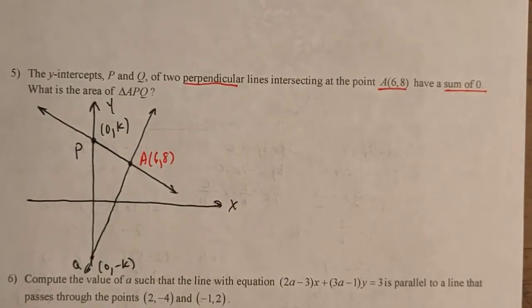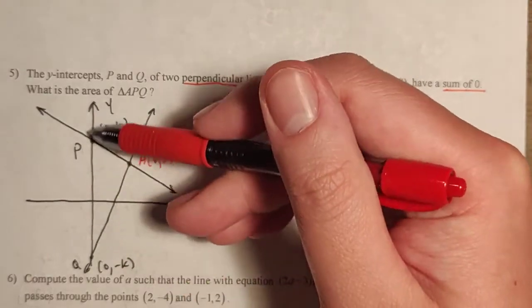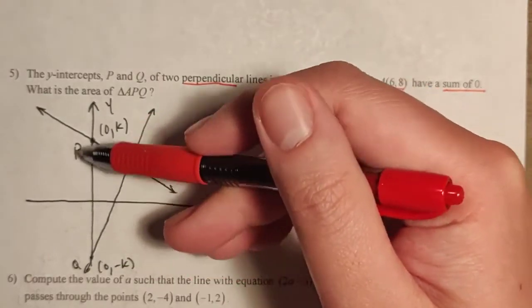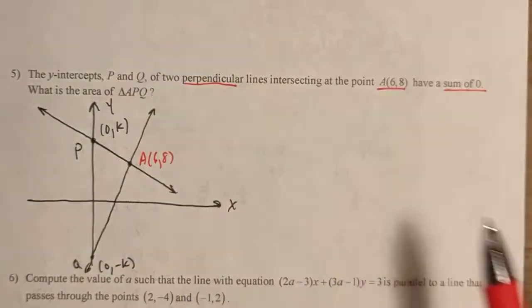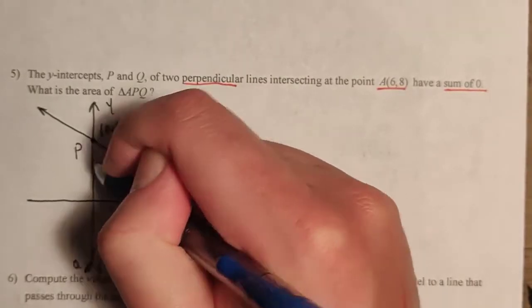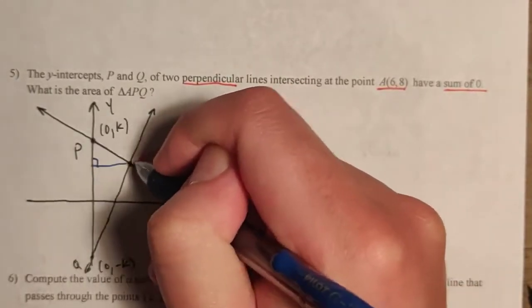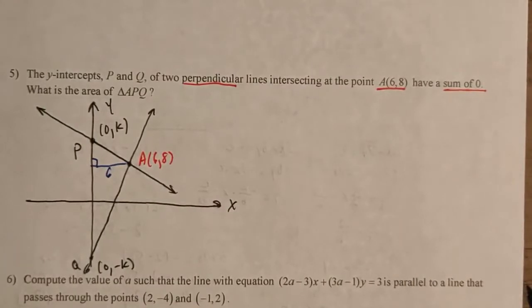Now, remember that the area of a triangle is just 1/2 the base times the height, and we have a very nice base here. This base PQ looks pretty good, and in this case we just need to find the value of K, because then the base is just 2K, and the height is just the segment perpendicular to it. How fortunate that this is a vertical line, so the height here is just this horizontal distance, which is 6.